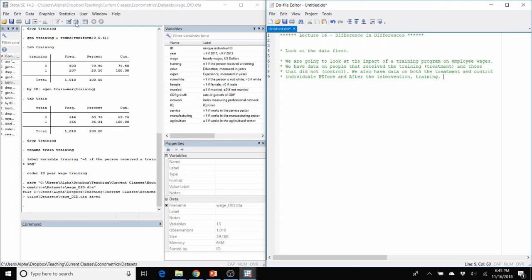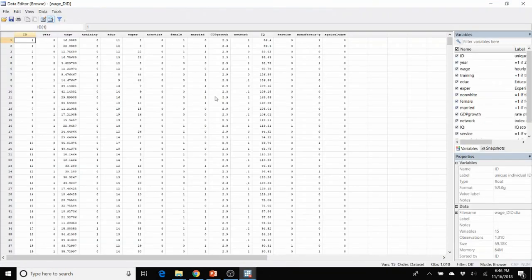Now let's take a look at the data and try to get a feel for it. All right, so here, looking at the data, we have our ID number. Now this is a panel data set, and it's organized long ways. That means the panel data set is stacked on top of each other. That means we have multiple rows for each individual because we have individual one at year zero, and individual one at year one. Individual two at year zero, individual two at year one. So this is a panel data set organized long ways.